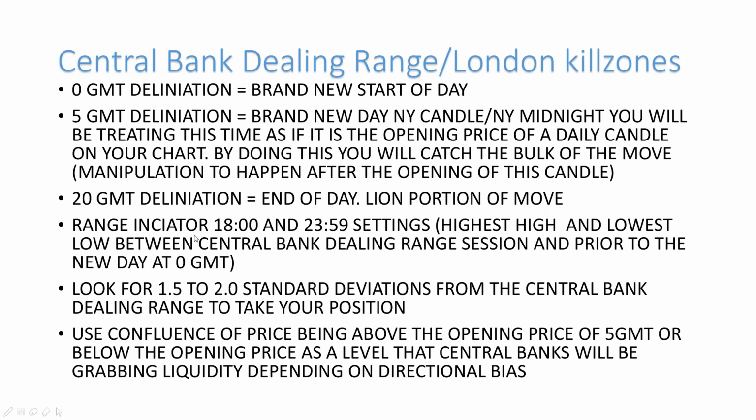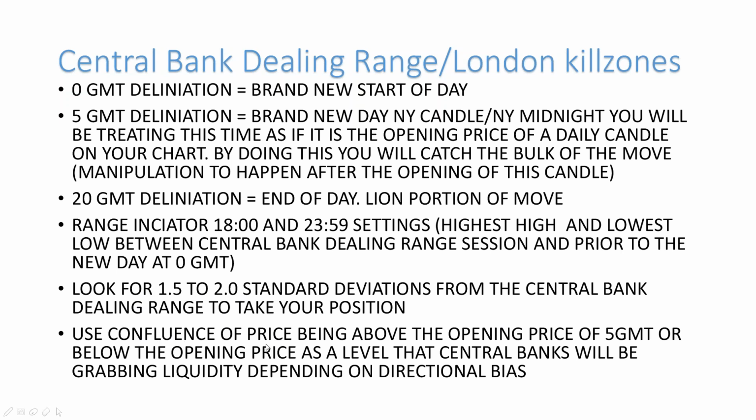So the range indicator, you're going to change the default settings to 18 and 23:59 GMT, which is 1 minute before the end of the day. The settings, the highest high and lowest low between central bank dealing range session and prior to the new day at 0 GMT. So you're going to look for 1.5 to 2 standard deviations from the central bank dealing range to take your position on average. Now I'm going to be explaining what standard deviations are and what I mean by that.